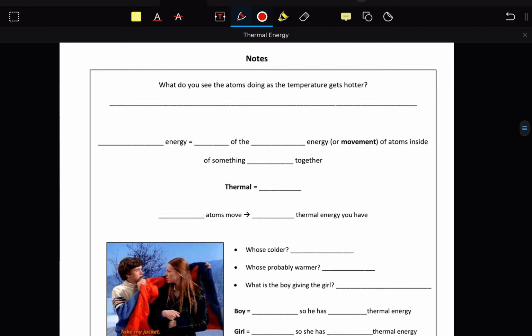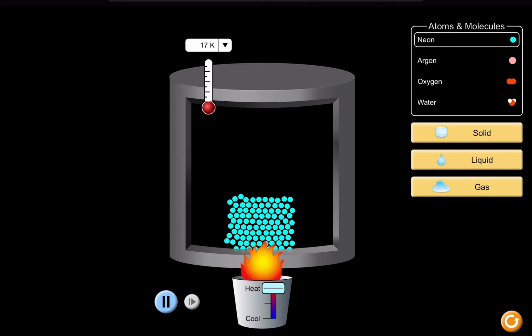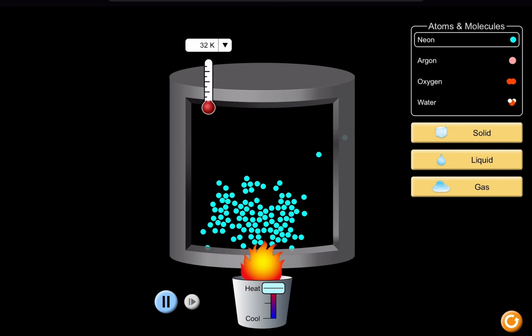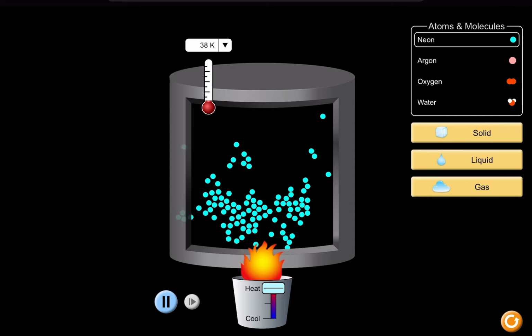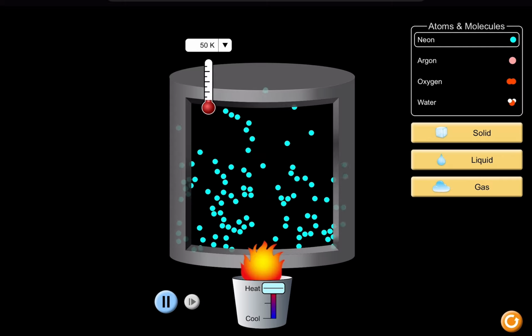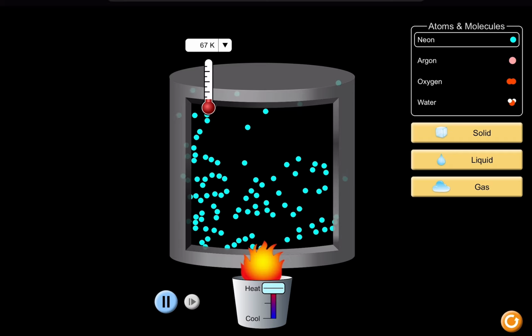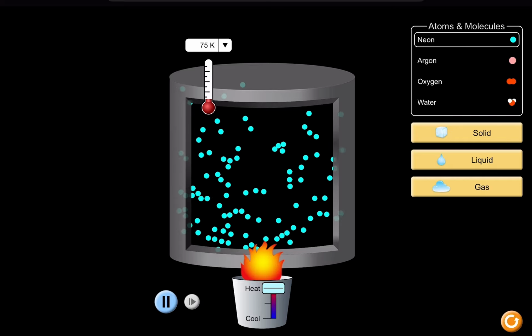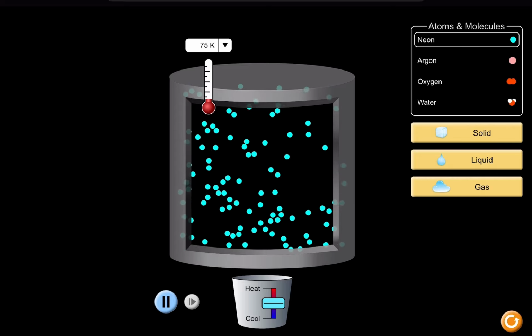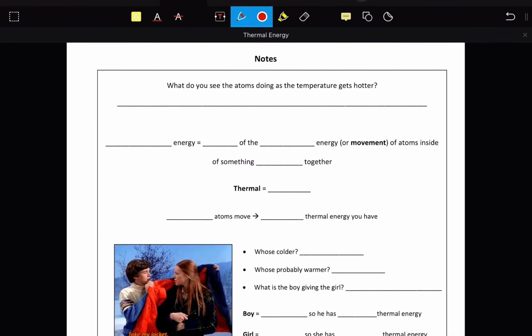The first thing we're going to do is I'm going to show you this little video clip. I want you to watch what happens to the particles as I increase the heat. I want you to pay attention to how they start to move. Okay, so as you hopefully can see, the particles get faster the higher the temperature goes.